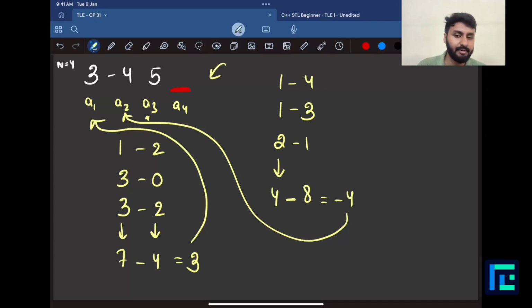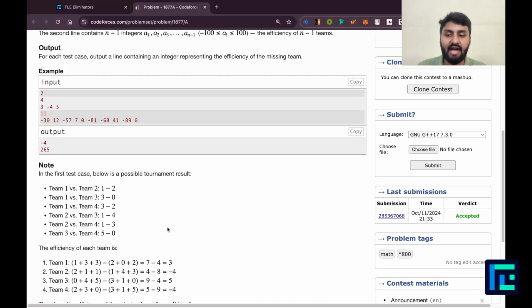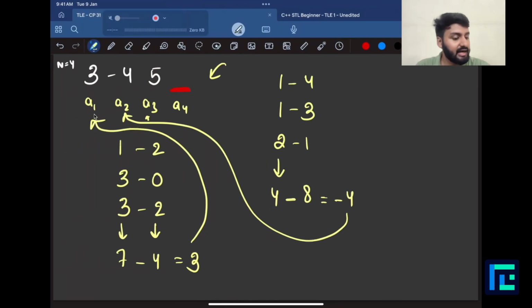If you pick your pen and paper, you will get the answer directly, but you can just quickly have a glance over here also. They have given you also over here, team 4 will be 2 plus 3 plus 0. That is 2 scored by team 4. Where did it score it? Over here when it had a team 1 match. Then 3 is when it scored with team 2 and 0 is when it scored with team 3. So 2 plus 3 plus 0 minus opponents was 3 plus 1 plus 5. This is -4. So the efficiency of the last team, that was A4, was -4. Hence the answer over here turns out to be -4.